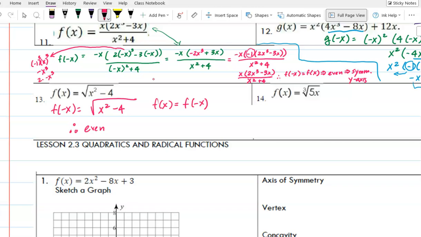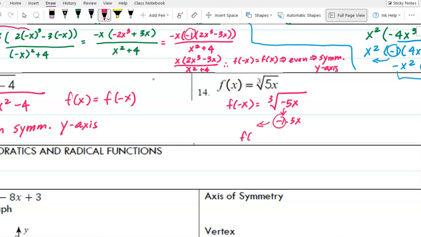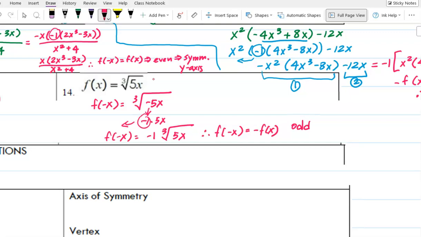Okay. And it is symmetric about the y-axis. Okay, this one, if I drop in f of negative x, I get the cube root of negative 5x. But then I could separate this out and say it's negative 1 times 5x. Negative 1 could come out, and so f of negative x equals negative 1 times the cube root of 5x. So therefore, f of negative x equals negative f of x. So we know that this is odd.